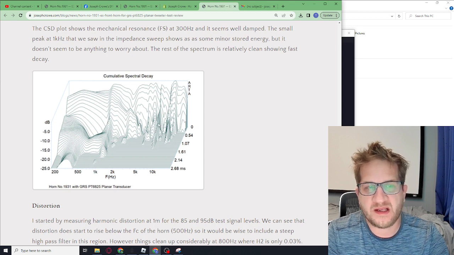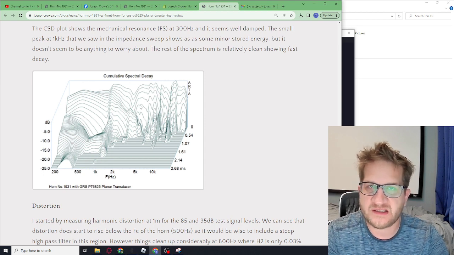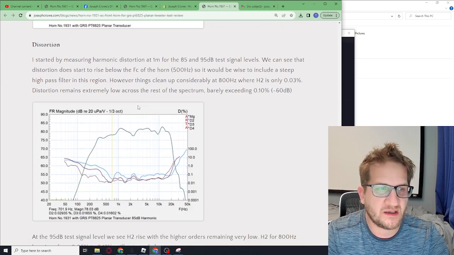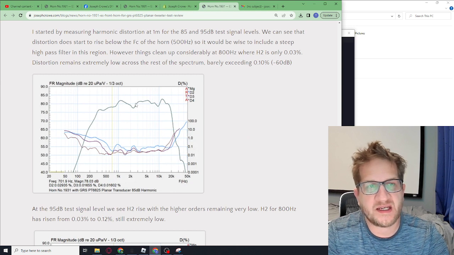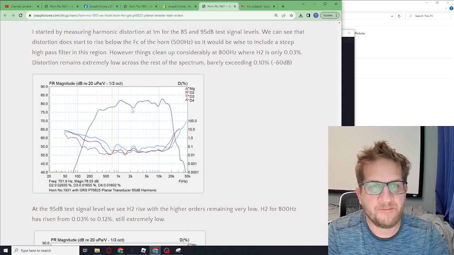Again, we're seeing some stored energy, but the overall picture is that there's a very fast decay. So distortion, I tested it at 85 and 95 dB. Generally across the spectrum, we're at around 0.1% for the 85 dB test signal, which is 60 dB of dynamic range. Just pointing out that it is very low at the 800 hertz region.